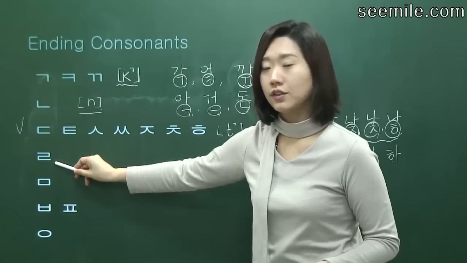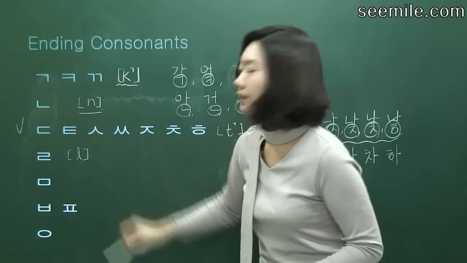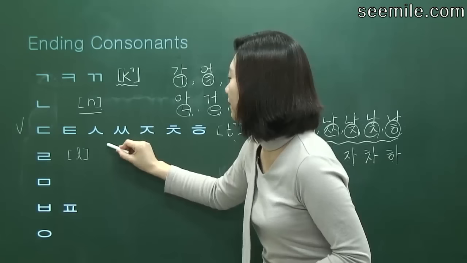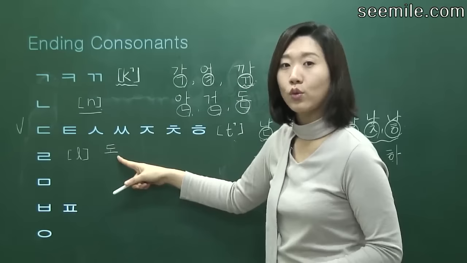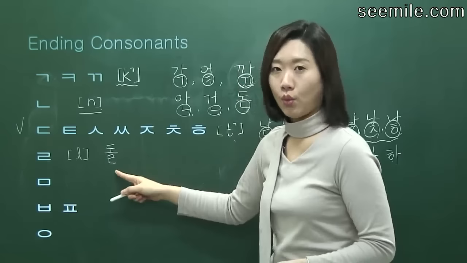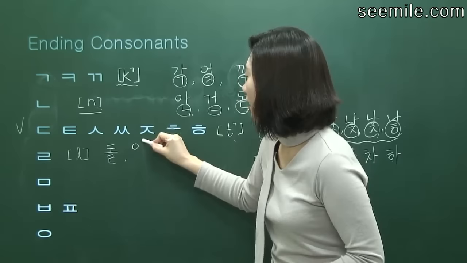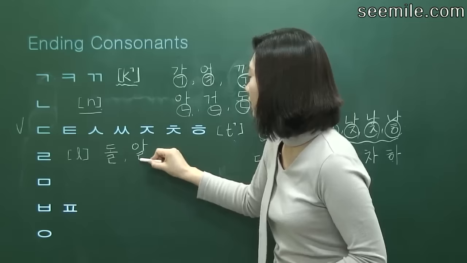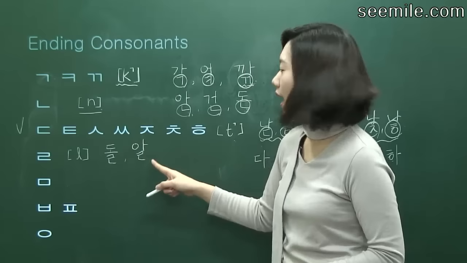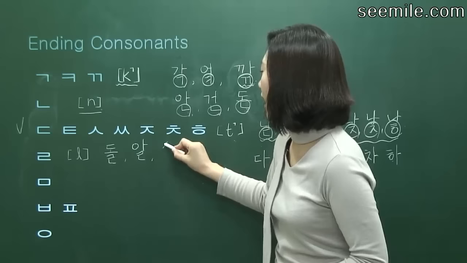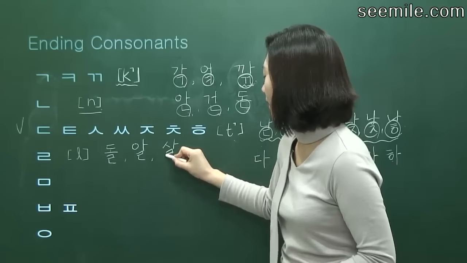This character has the l sound. For example, the d sound plus o. What is it? Do. O, 도 sound. For 돌, 돌, 돌. 아, 아 sound. And this ending consonant, 알 sound. 알, 알. 사, s plus 아. 살, 살, 살 sound.